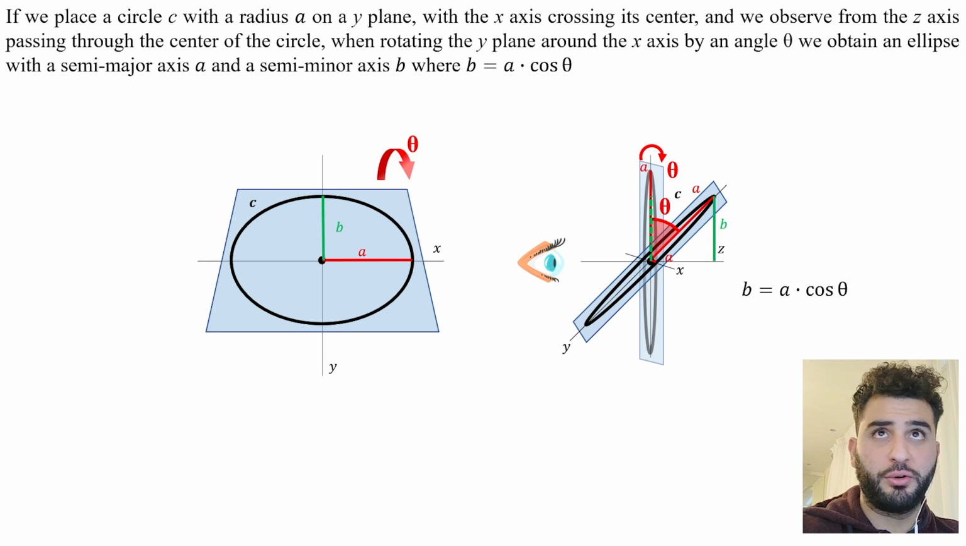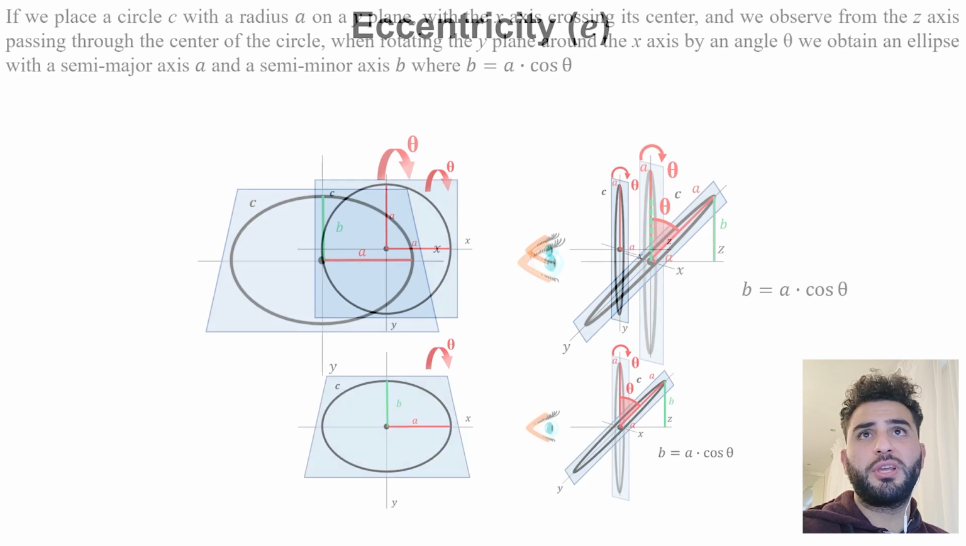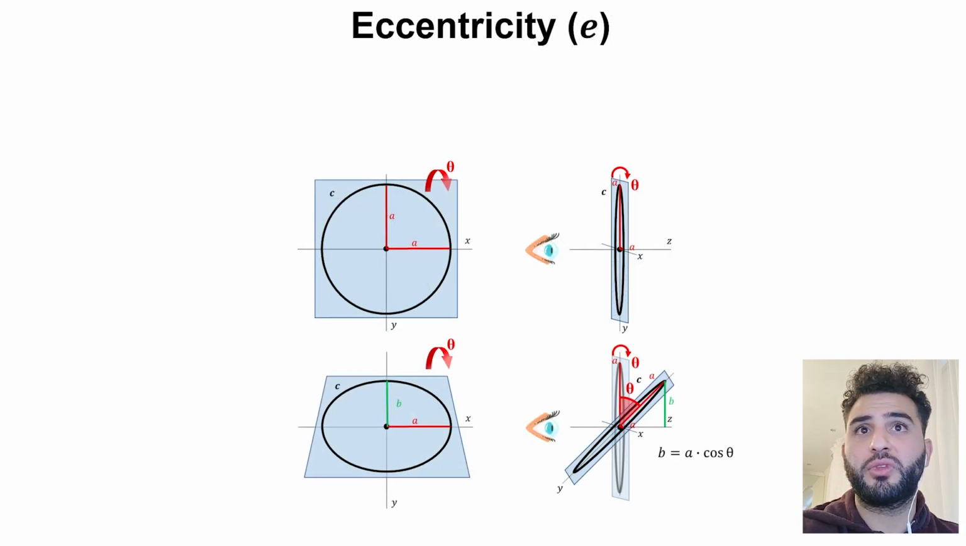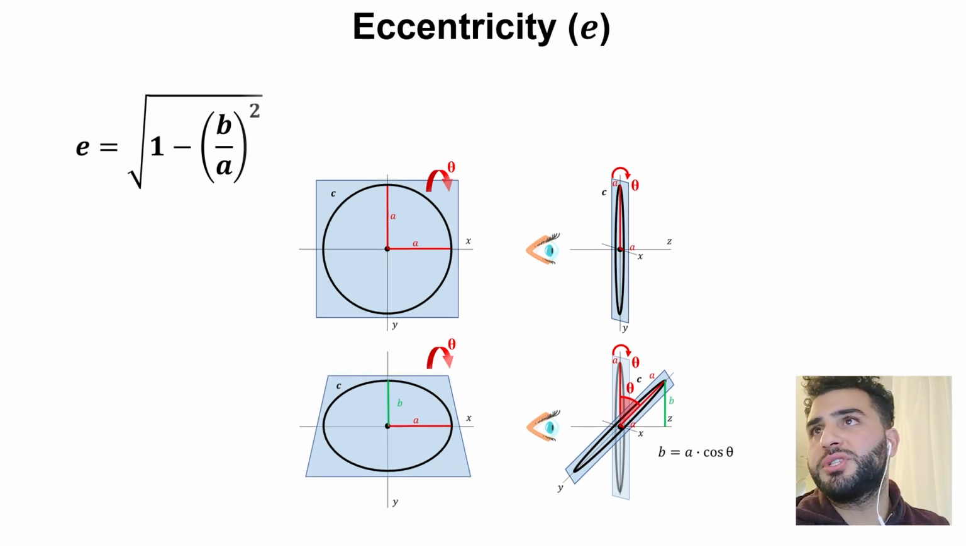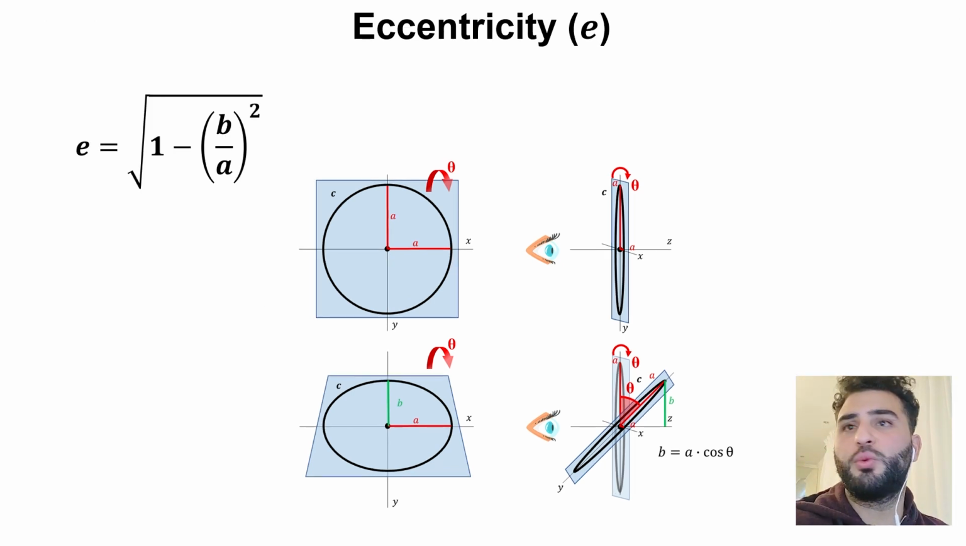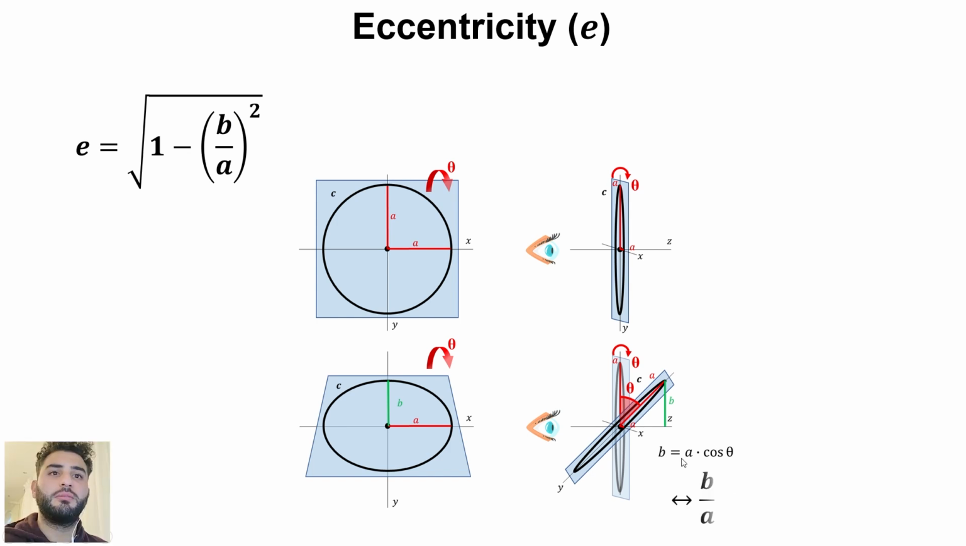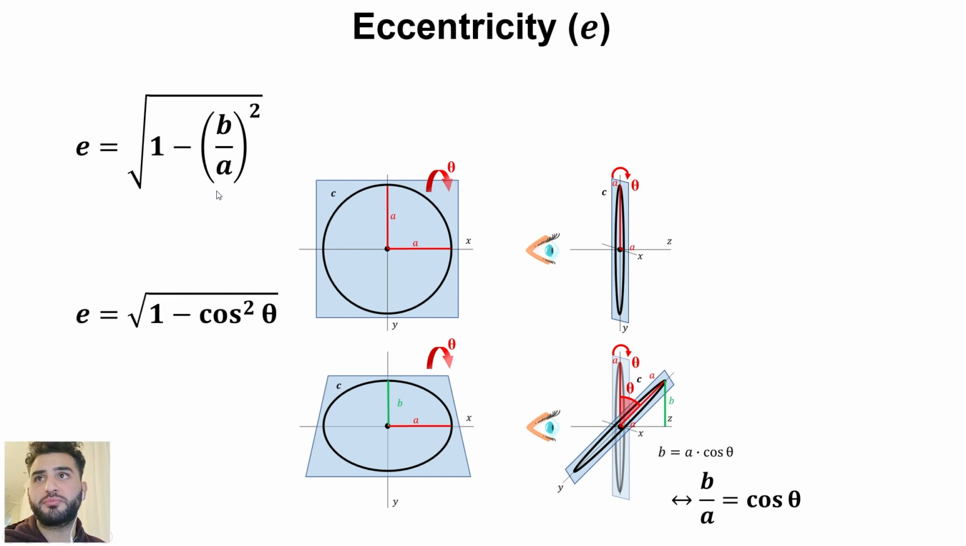It's going to take me like 30 to 40 seconds, and then I will give you numbers and analysis. The first application is the eccentricity with the method of rotation. Remember, the eccentricity can be calculated as the square root of 1 minus (b over a) squared. And remember that b is equal to a times cosine theta, so b over a is equal to cosine theta.